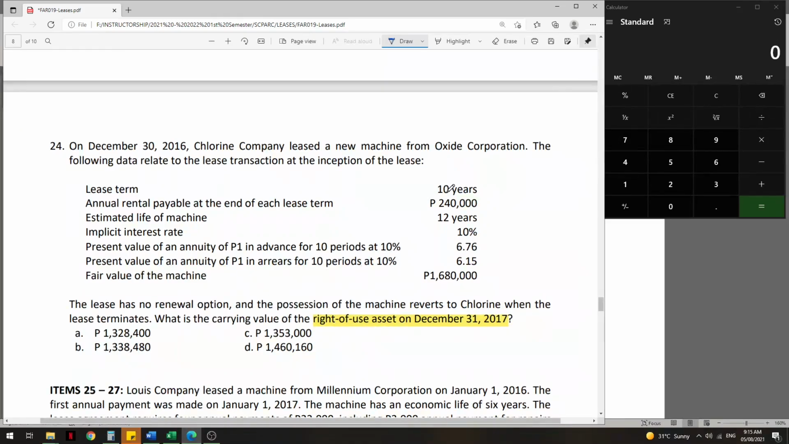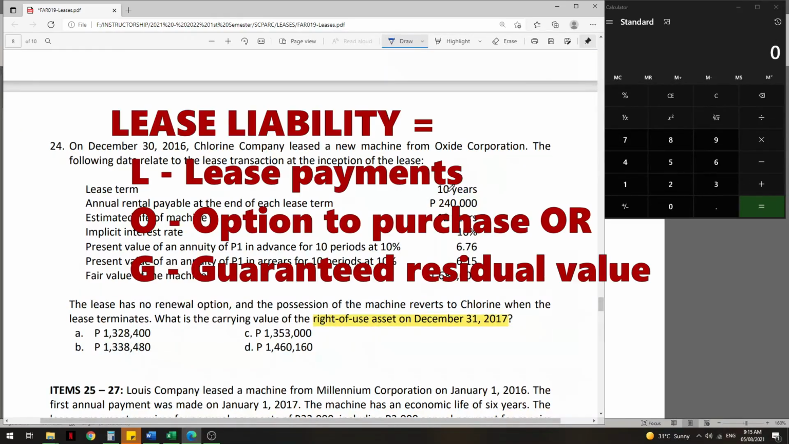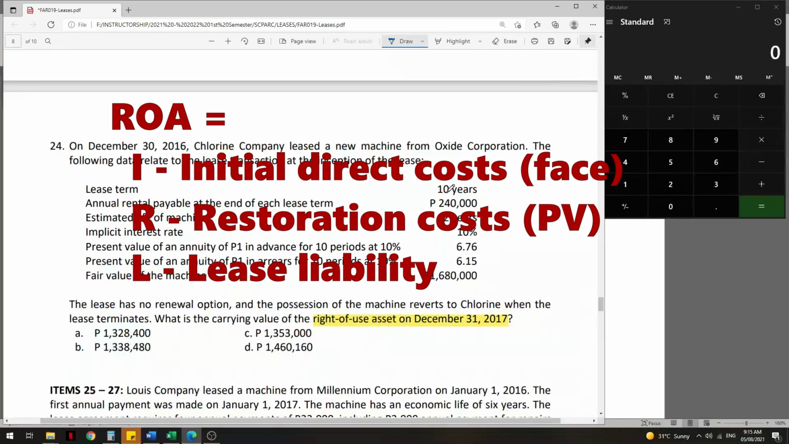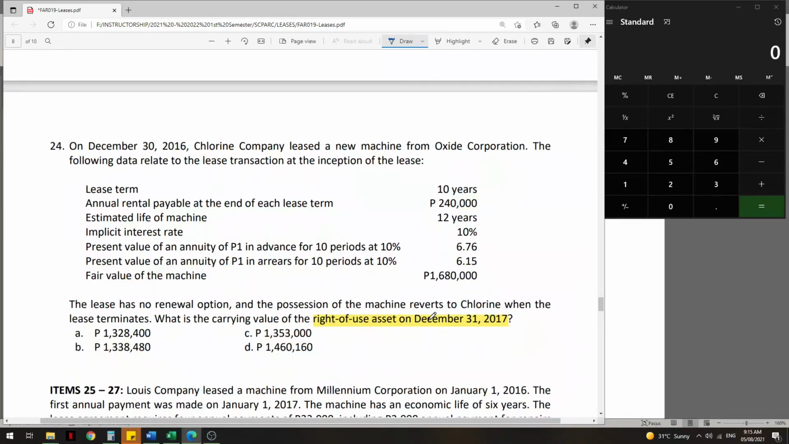Review. Lease liab is comprised of lease payments, option to purchase, and guaranteed residual value. Right of use asset will comprise of initial direct cost, restoration cost, and the lease liab. Hence, it is always important to start with lease liab kasi kasama siya sa right of use asset.